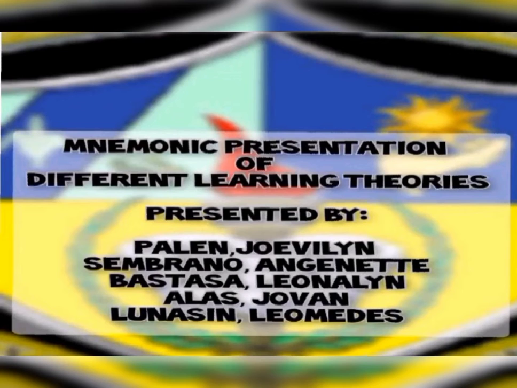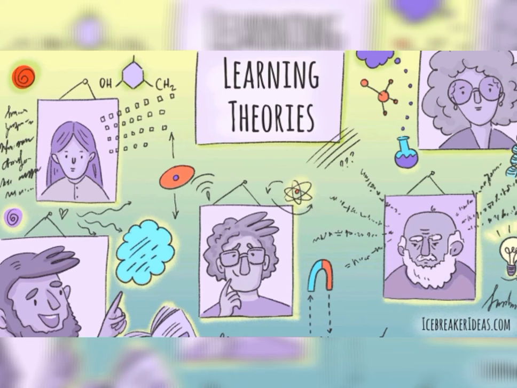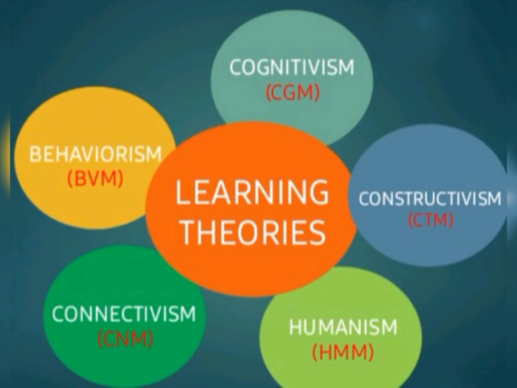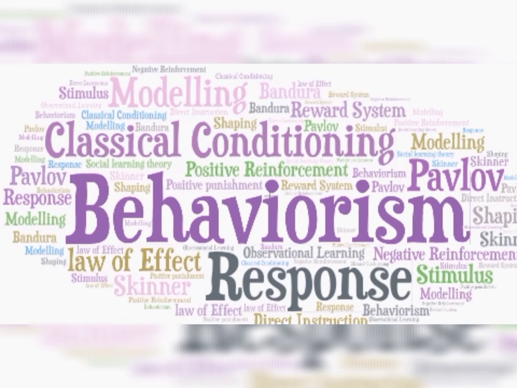And today, we will be learning about the different learning theories. Generally, there are 5 widely accepted learning theories teachers rely on. First is behaviorism learning theory. Second one is cognitivism learning theory. Third one is constructivism learning theory. Fourth, humanism learning theory. And the last one is connectivism learning theory. And first, we will be explaining about behaviorism.